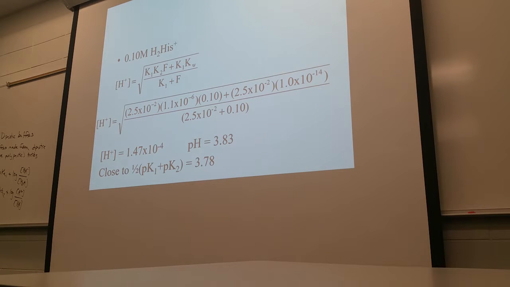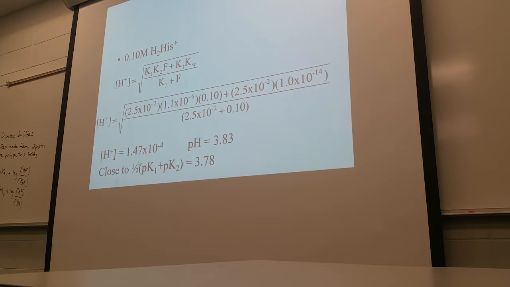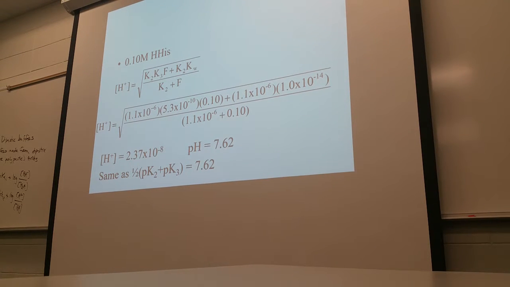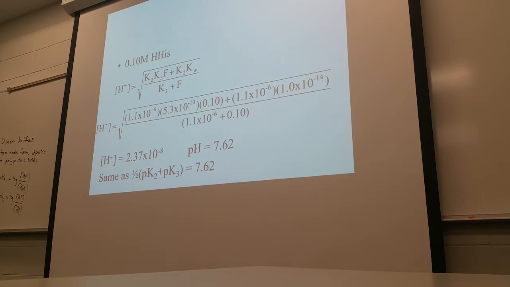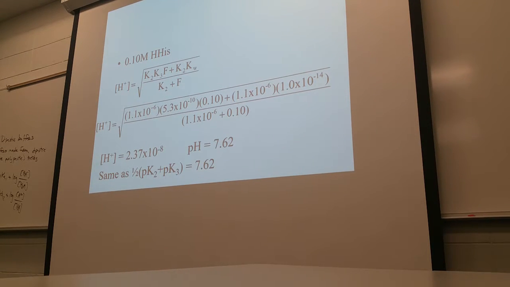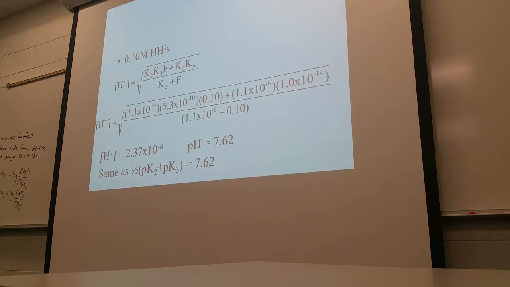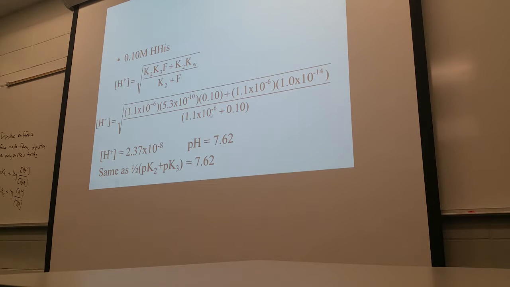So then we have another form that's in play. We could have the HIS, so this is now the neutral form. And everything else is exactly the same, except now instead of using Ka1s and Ka2s, we're using Ka2s and Ka3s. So we just plug different numbers in for the Ka values. We have Ka2 and Ka3, and Ka2 and Ka2 here.